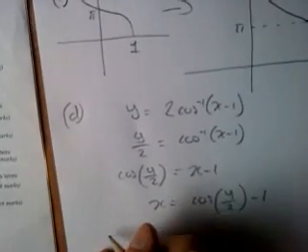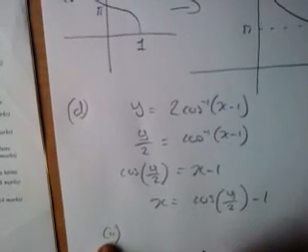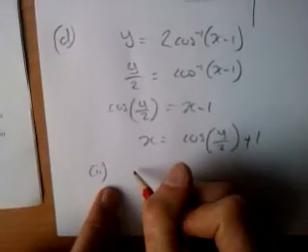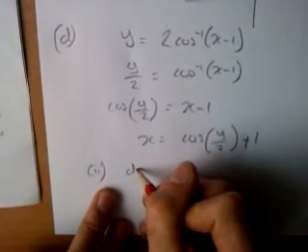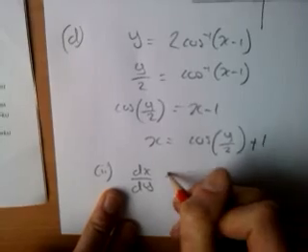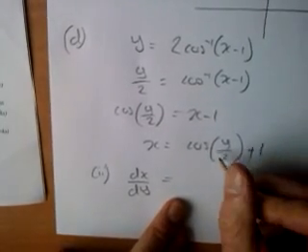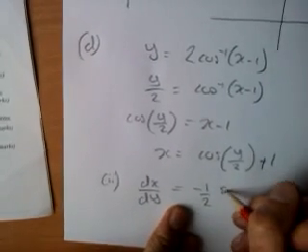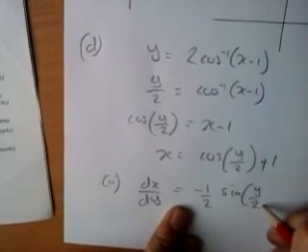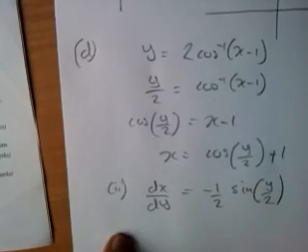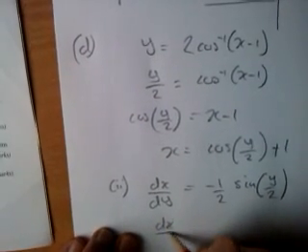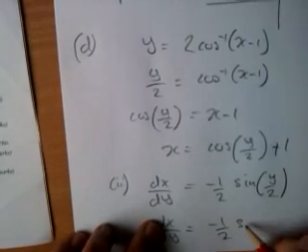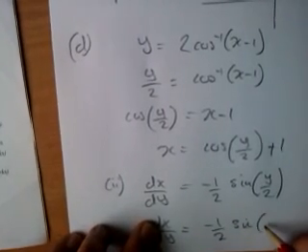Part 2 of D, asked to find dx/dy. So I differentiate this. Cos differentiates to minus sine, and we're going to get times by a half. So we become minus a half sine of y over 2. Constant differentiates to 0. Find the value of dx/dy when y equals 2, sub 2 into this. So we're just going to get minus a half sine of 1.